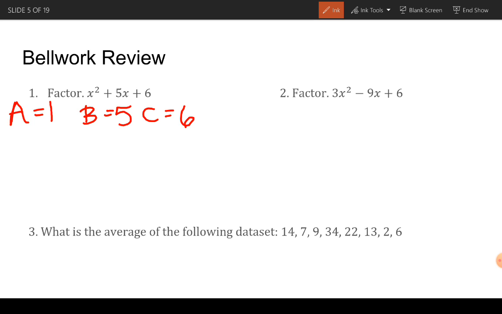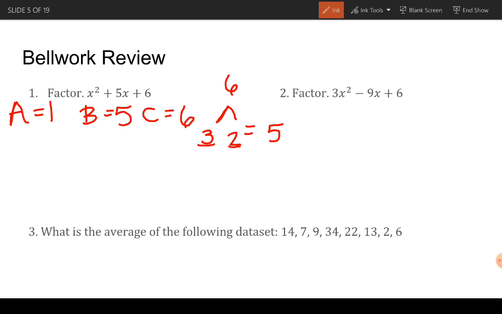Once we find A, B, and C, we need to find our magic numbers. Our magic numbers have to multiply to A times C, which is 1 times 6, which gives us 6. And it needs to add to our B value, which is 5. So our magic numbers need to multiply to 6 and add to 5. Those two numbers would be 3 and 2. Remember, you can pause this video at any time if you want to try on your own before I go through the answers.